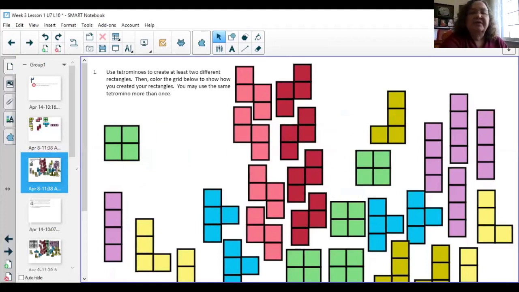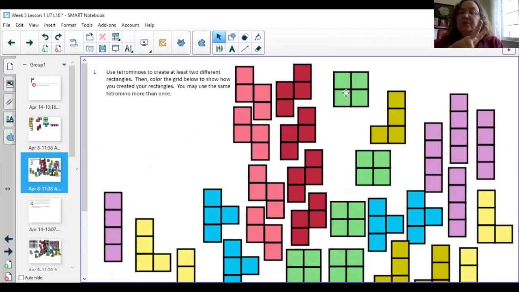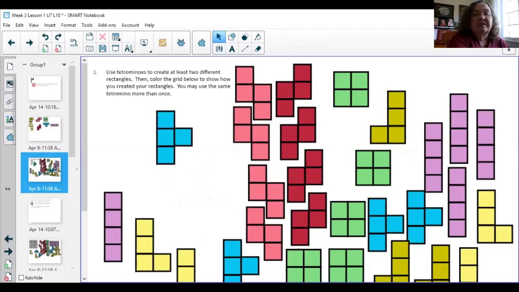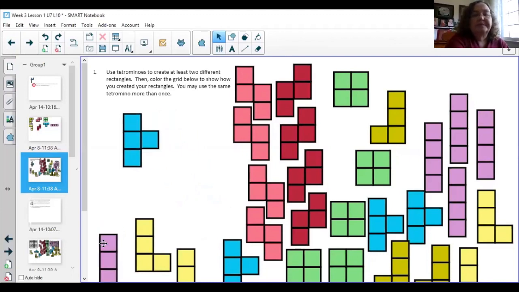So what I would like for you to do is you're going to make 2 different rectangles, and you're going to make them however you can get the pieces together. It's just like a puzzle. So I might start off with, let's try this piece first. But what would I have to add to that piece to make it a rectangle? And then when I make that one, I need to do it one more time. So you can pause the video now and then come back and think about after you've made your 2.